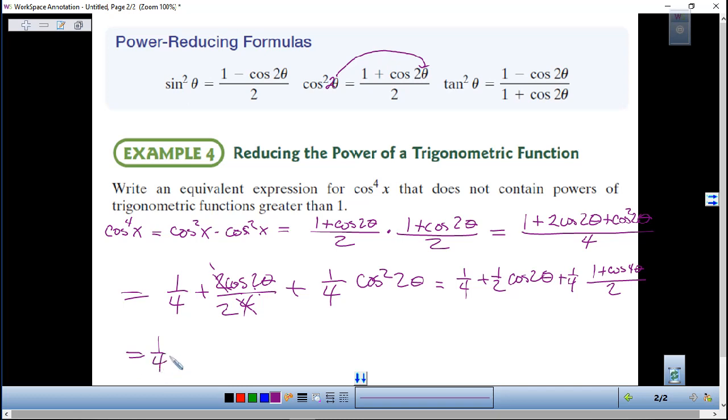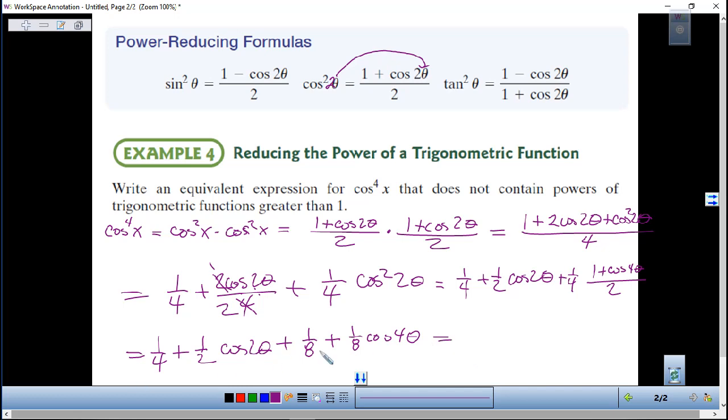So I've got 1/4 plus 1/2 cosine 2 theta. When I bring this 2 out front, that's multiplying this by 1/2, so I get 1/8. And when I distribute that through, I'm going to get 1/8 times the 1 gives me 1/8. And 1/8 times cosine 4 theta is 1/8 cosine 4 theta.